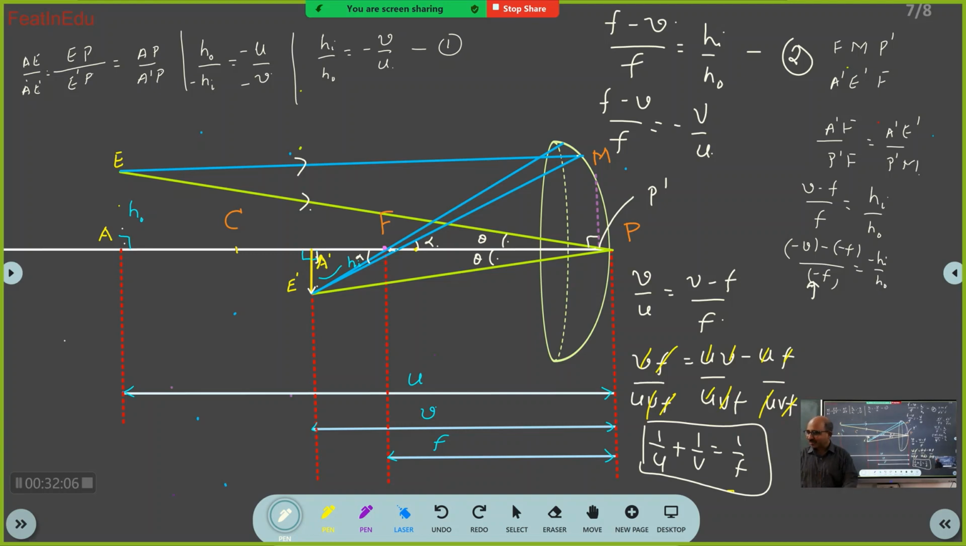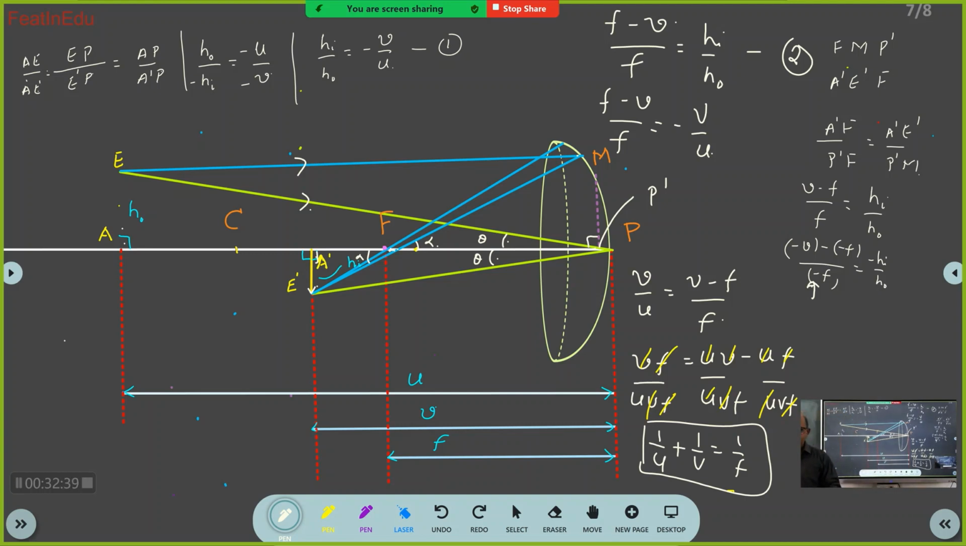Understood? This is the spherical mirror formula. For the image between F and P, apply the sign convention. But right now you can try it yourself. You draw the image for different positions, and then you enjoy it. You will get the same formula, but you should use the sign convention properly.